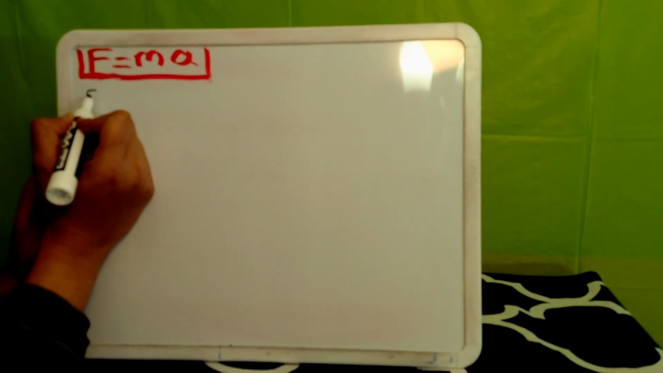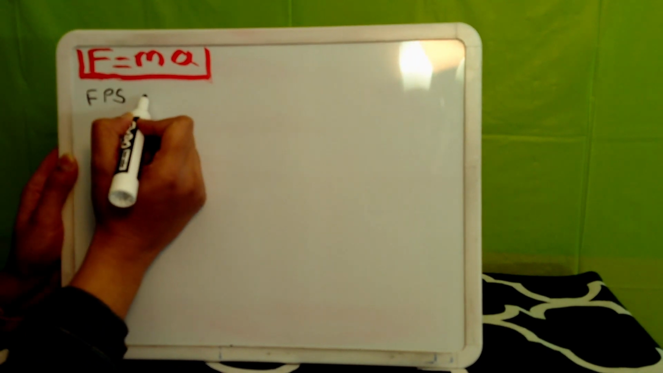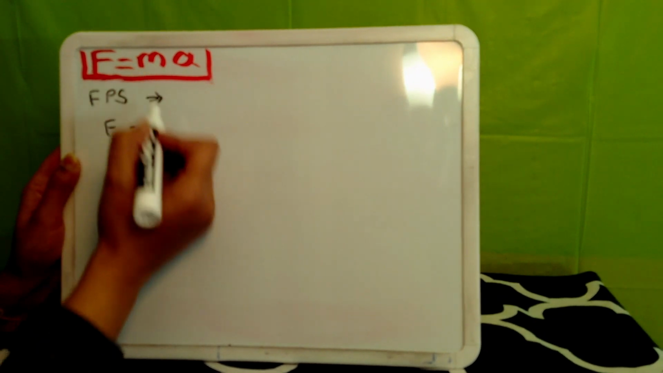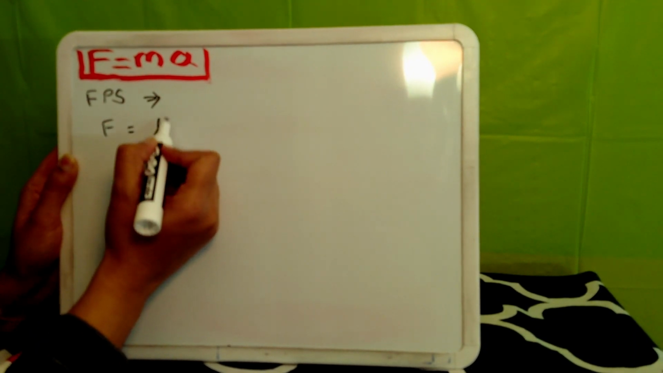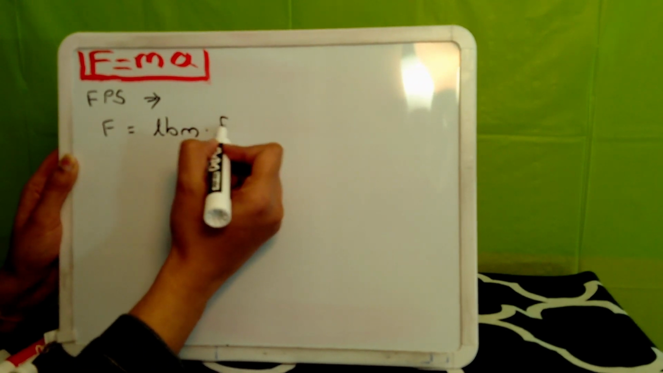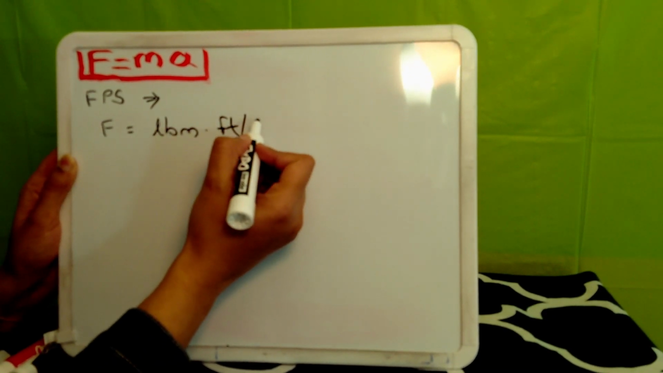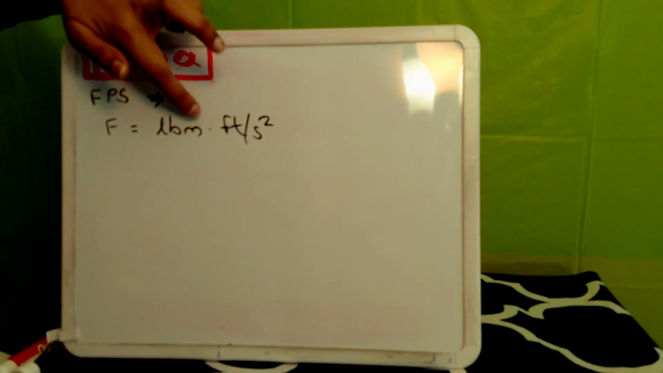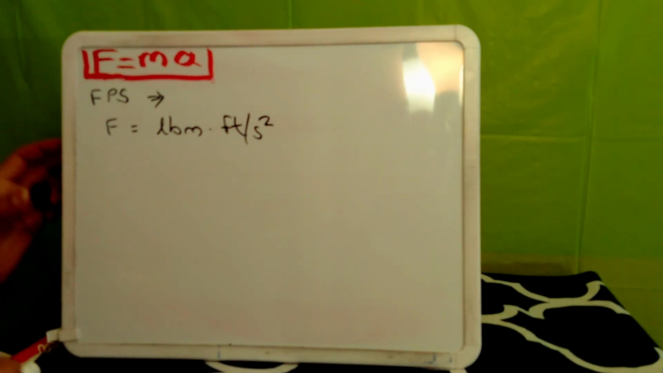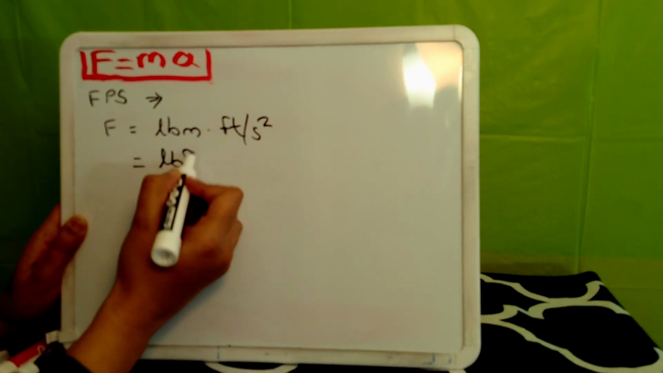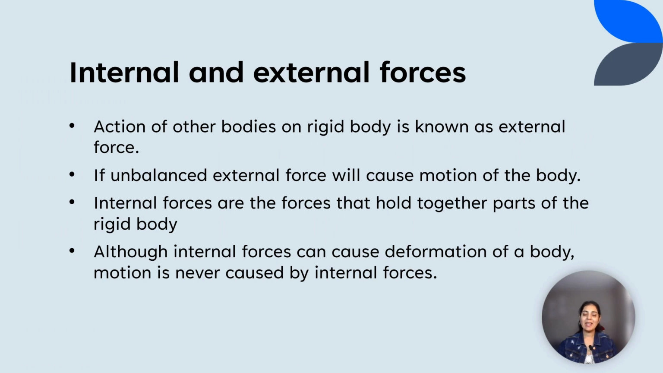Now in the FPS system, F is equal to m a, the unit of m is lbm and the unit of acceleration is foot per second square. So we get lbm foot per second square, which is also equal to lbf.